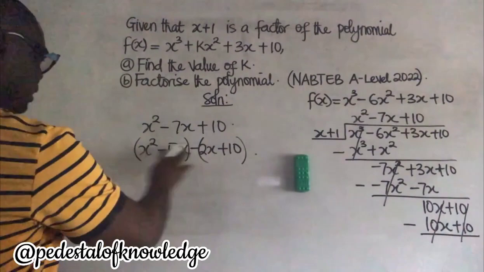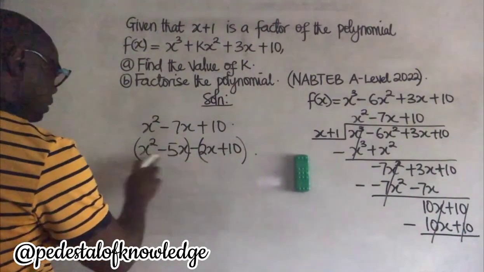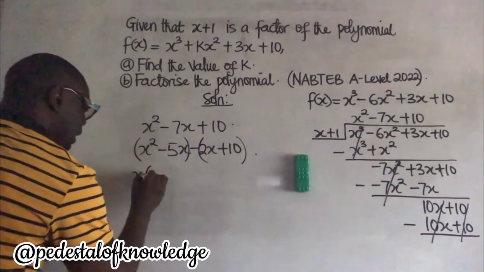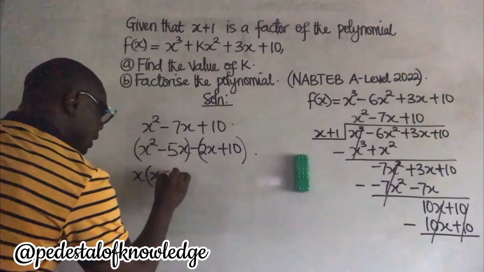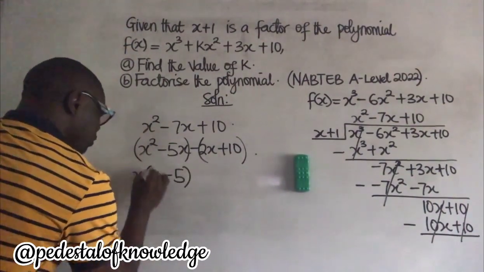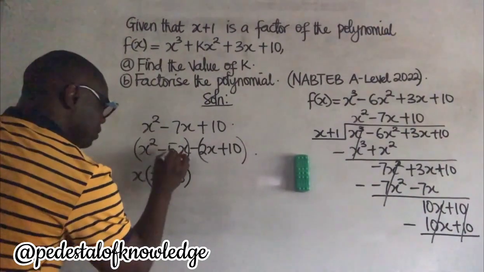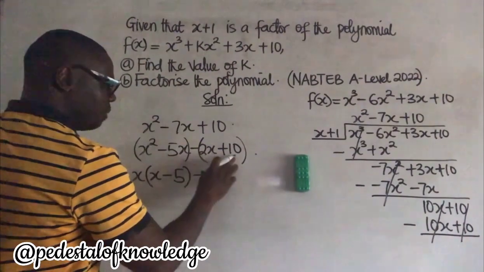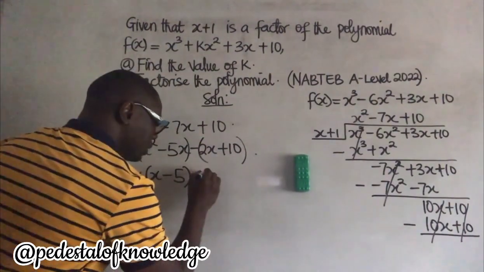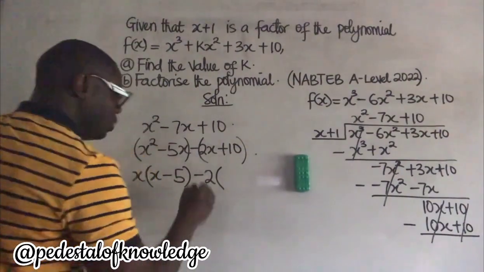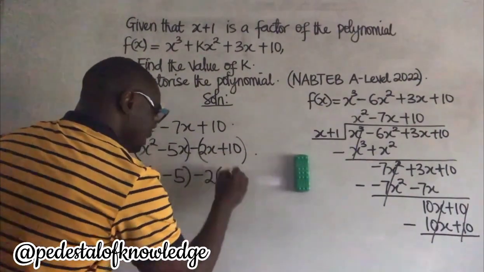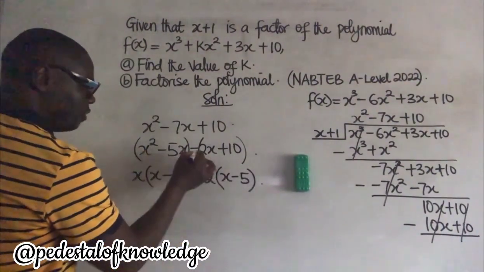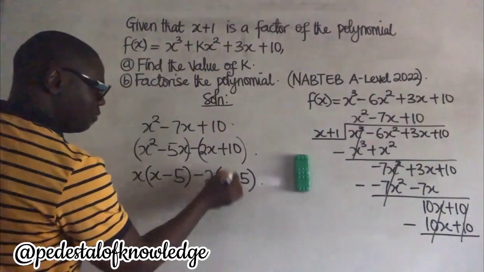Okay, now when you look at this, you are going to see that x is common here. You factor it out. So we have x into, now what remains here is x minus what remains here is 5. Because x times x will give us x squared, and x times minus 5 will give us minus 5x. Now, we now have minus. Now, what is common to this term and this term is 2. Now, you bring out that common term. Then put a bracket. What is left here is x, and what is left here is minus 5. Because minus 2 times x will give us minus 2x, and minus 2 times minus 5 will give us plus 10.